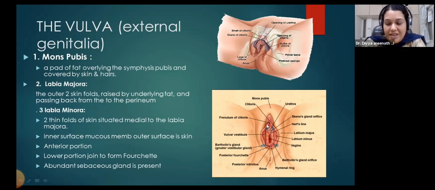Then you can see, as I already mentioned, this is the labia minora. It is like a thick fold of skin, and the lower portion where it is joined together is known as the fourchette, and the upper area is the clitoris. The labia minora splits into two and covers the clitoris. The area inner to the labia minora is known as the vestibule. The vestibule contains structures like the urethra and the vaginal opening.